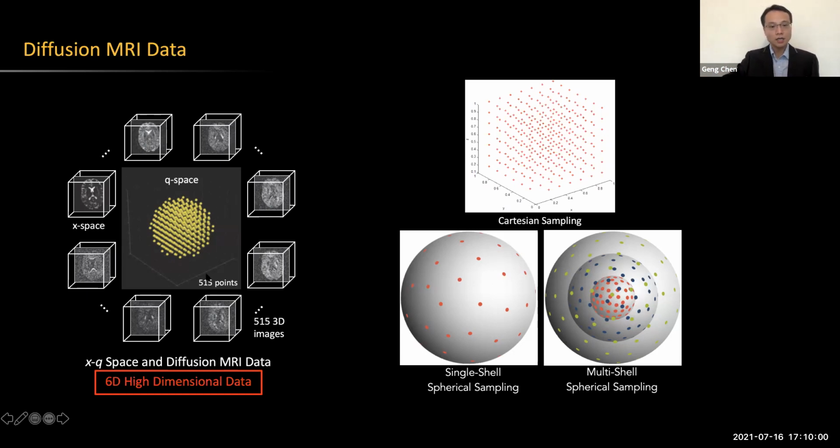In this example, there are a total of 515 points in Q space, so we have the corresponding 515 3D diffusion-weighted images. The one without diffusion weighting is called the baseline image. If we view the 3D spatial space as X space, we can see that Diffusion MRI data is actually defined in a joint XQ space, which is a high-dimensional space. So this is a major challenge for processing and analyzing Diffusion MRI data.